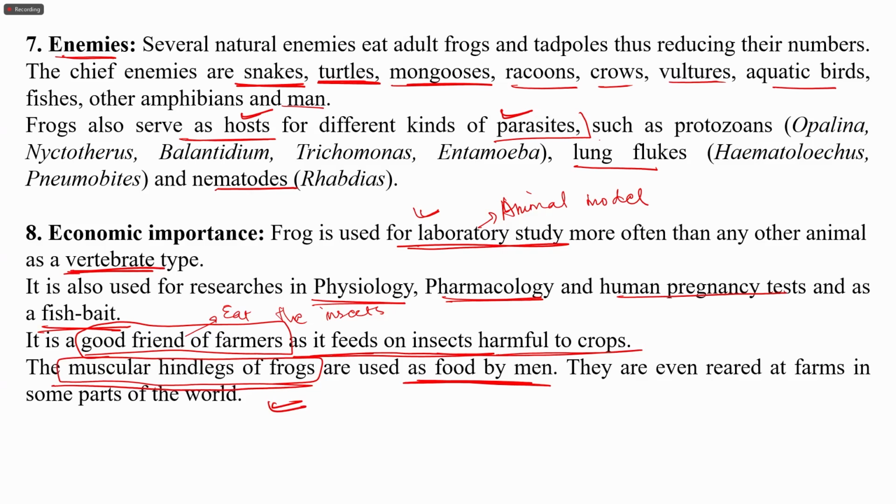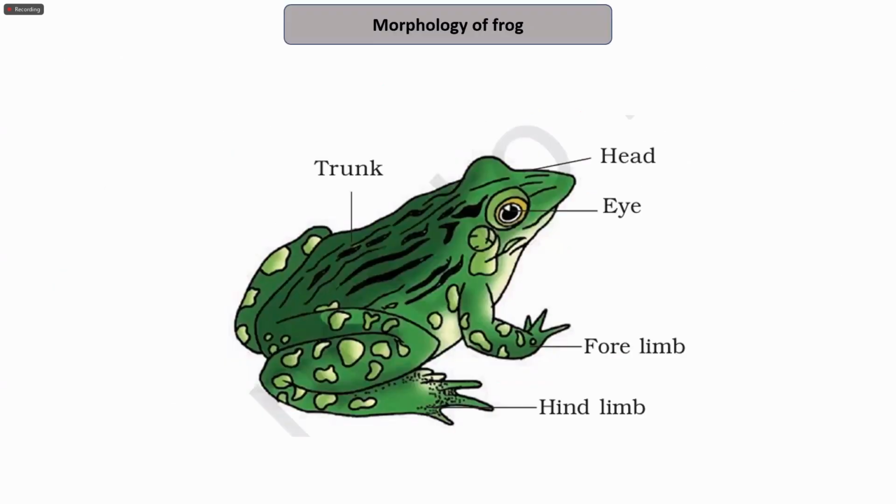Why? Because they feed on the insects. And in certain parts of the world, usually the muscular hind legs of the frogs are eaten by man. Now we will learn about the morphology of the frog.